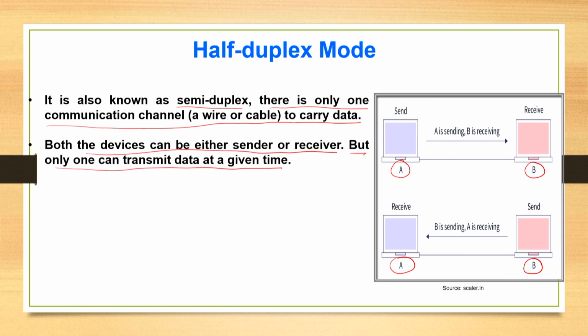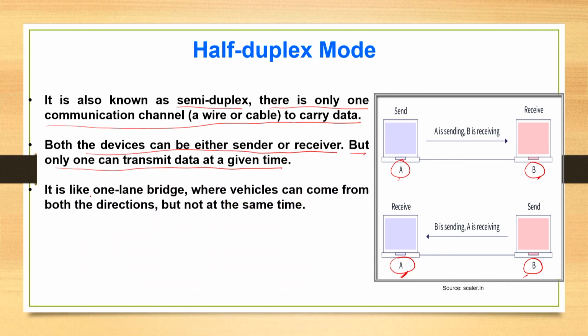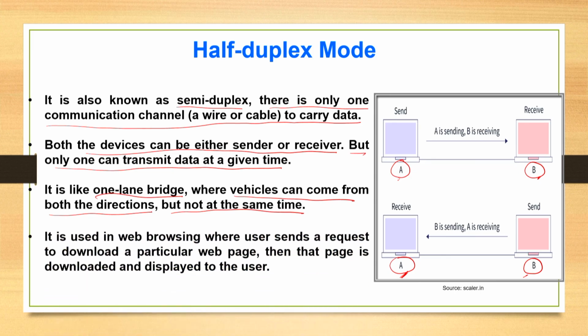That's why it is a half duplex. At a time, if this is a sender, then this becomes a receiver. At the other time, if B becomes a sender, then A becomes the receiver. It is like a one-lane bridge. What happens in the one-lane bridge? Vehicles can come from both the directions, but not at the same time.